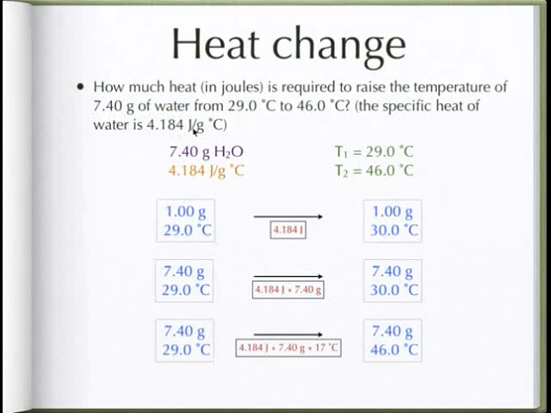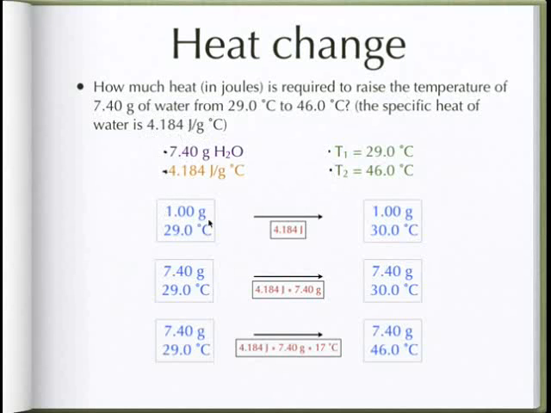Or it works the reverse way. If we're cooling the water 1 degree Celsius, we're going to get 4.184 joules of energy from the water. So here's what we know about the problem. We have 7.40 grams of water. The specific heat of water is 4.184 joules per gram degree Celsius. The initial temperature, temperature 1, is 29 degrees Celsius, and temperature 2 is 46 degrees Celsius.